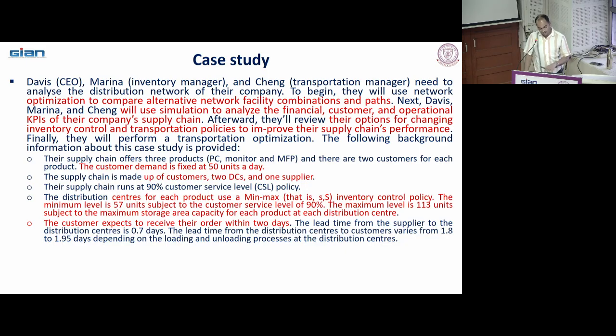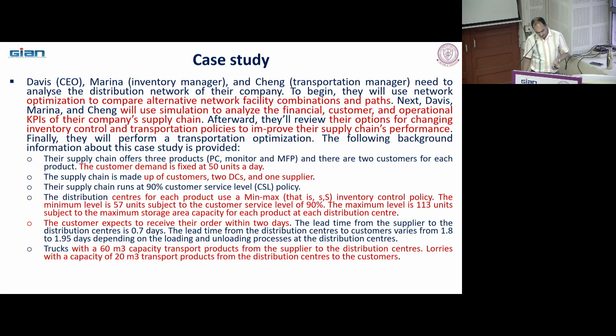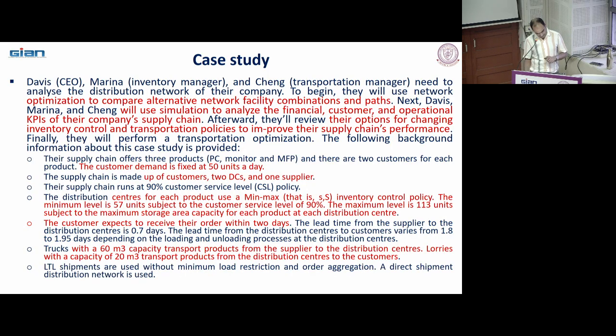Basically, the 2 days the customer expects is the lead time given by the customer. But the time the company needs to transfer varies from 1.8 to 1.95 days, depending on the loading and unloading processes at the distribution center. Then trucks with a 60 meter cubic capacity transport products from the supplier to the distribution center, and lorries with a capacity of 20 meter cubic transport products from the distribution center to the customers.